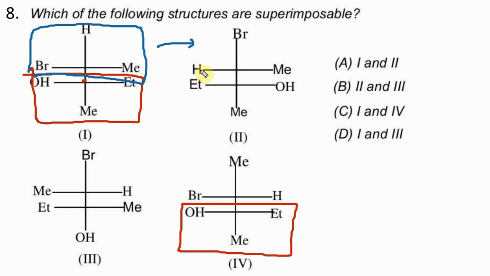Okay, so how do I translate? Methyl is on the right side, hydrogen and bromine are swapped. So whatever configuration this is, the opposite will be here. Then I go here, bromine is on the top, hydrogen and methyl are swapped, correct? When I compare with this, this is opposite of that, so these two will be the same.